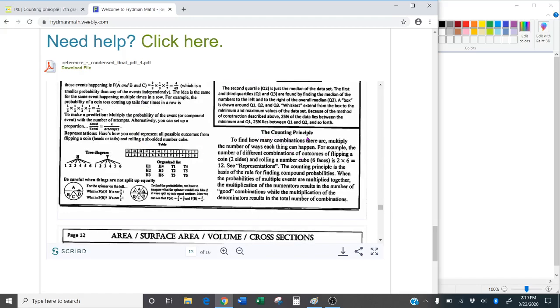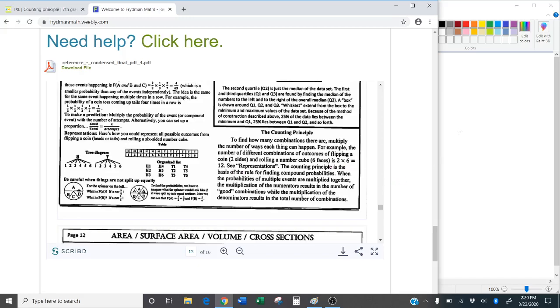Here's the counting principle over here, and it says to find how many combinations there are, multiply the number of ways each thing can happen. Okay, multiply the number of ways each thing can happen. For example, the number of different combinations of outcomes of flipping a coin, which has 2 sides, and rolling a number cube, which has 6 faces, is 2 times 6, which is equal to 12.